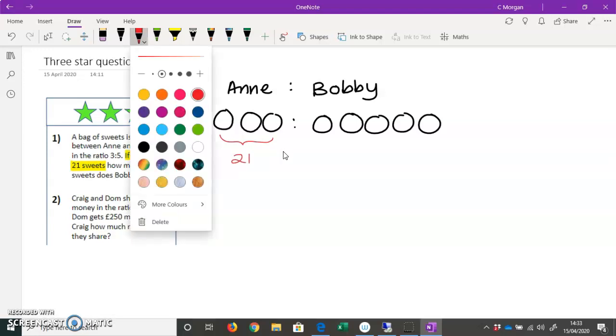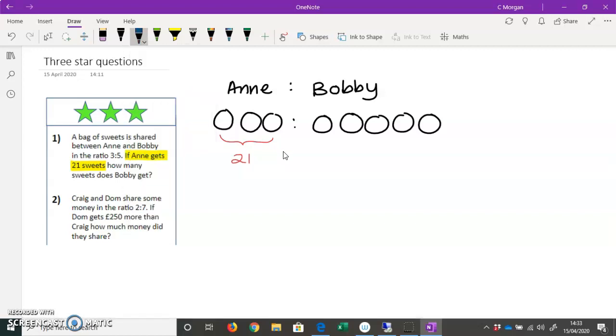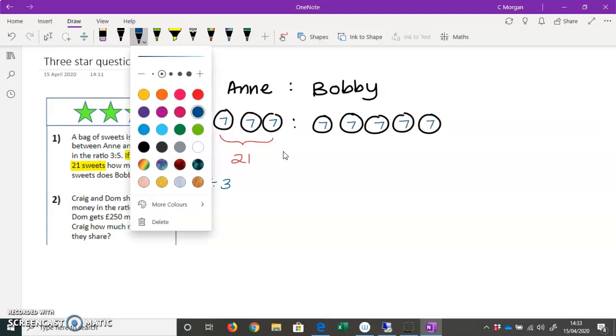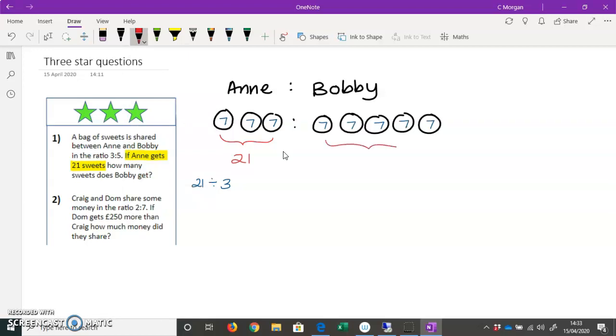Now if those sweets are split equally up into 3 parts, Anne must have 21 divided by 3, which is 7. So in every part of Anne's sweets, she must have 7. Bobby has the same sized part, but he has 5 of those. So in each part, he also has 7 sweets, but luckily for Bobby, he has 5 lots of 7, which is 35. So I'm going to write down my answer that Bobby has 35 sweets, which is correct.